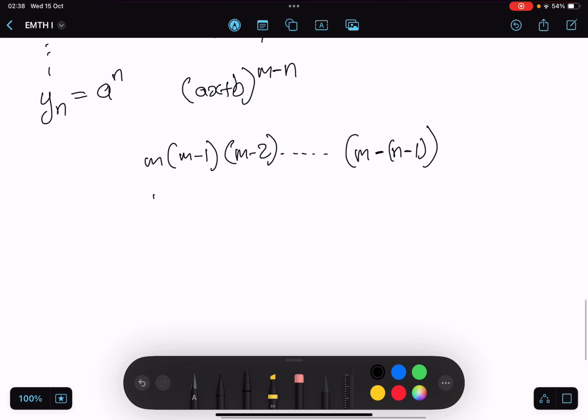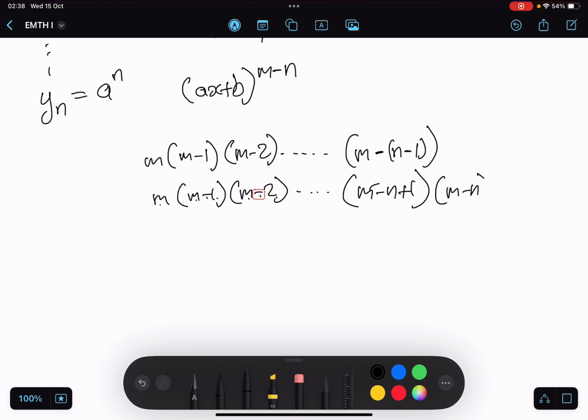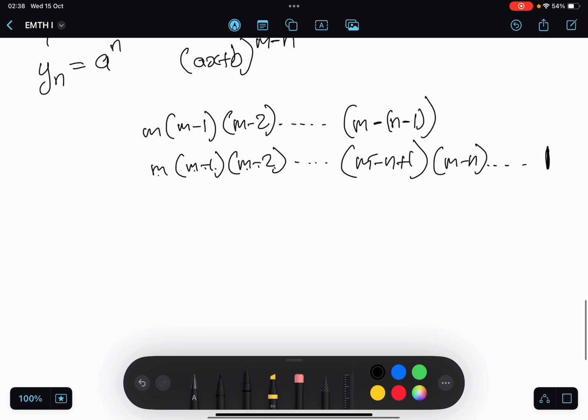So this is going to be m, m minus 1, m minus 2, and this will go to m minus n plus 1, right? And then if you subtract 1 here again, because here we started with m, we subtracted 1, we got m minus 1, we subtracted another 1, we got m minus 2. If we subtract 1 here, we're going to get m minus n, isn't it? And if we continue to subtract 1, you're going to get 2, 1 here.